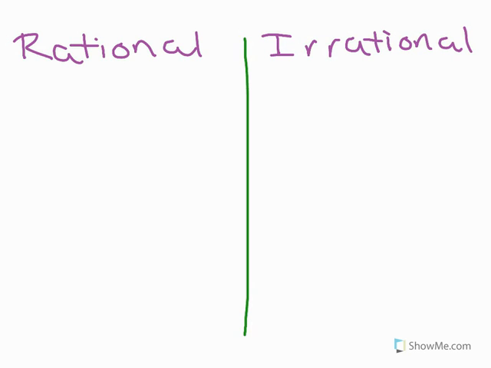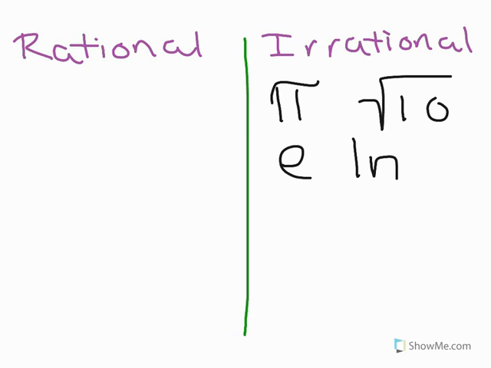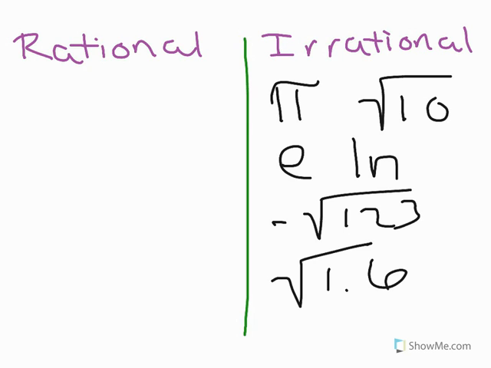Irrational numbers are the numbers you can't remember. They are numbers like pi. They're numbers like the square root of 10, which is a crazy decimal that you can't remember. They're numbers like e. They're numbers like natural logs. They're numbers like the negative square root of 123, or the square root of 1.6, or the square root of 2/3.